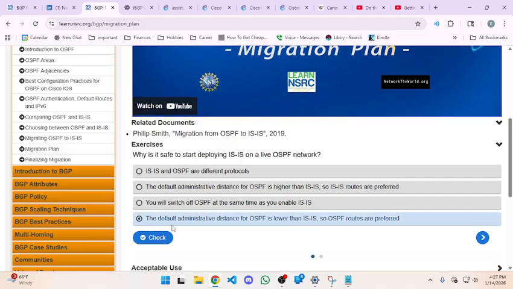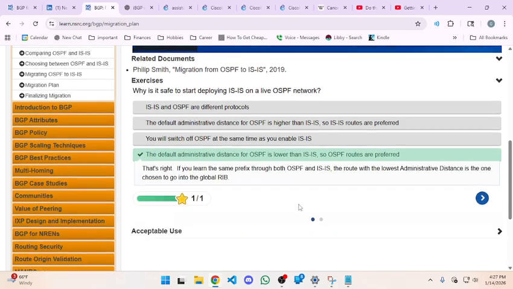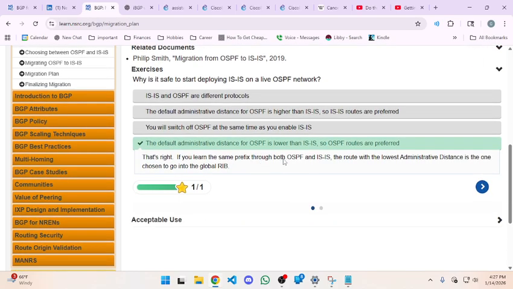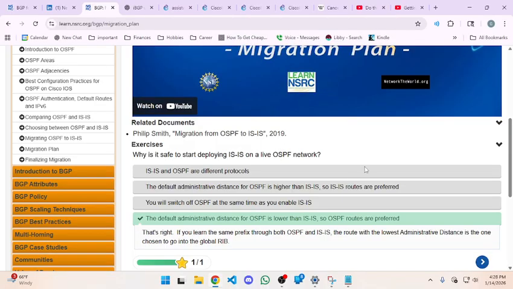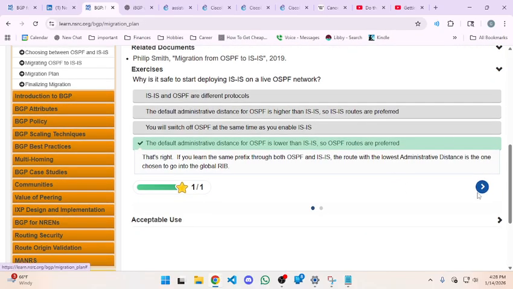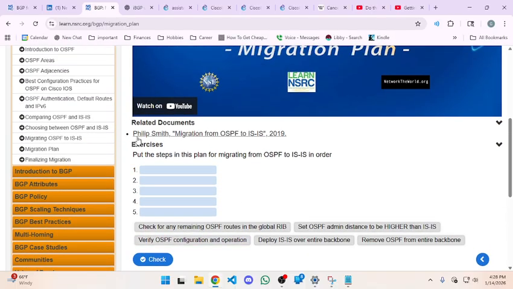I think it's this. The default administrative distance for OSPF is lower than ISIS, so OSPF routes are preferred. That's right. If you learn the same prefix through both OSPF and ISIS, the route with the lowest administrative distance is the one chosen to go into the global RIB. So you could just slap ISIS on there, and it doesn't do anything because it'll just keep using the OSPF. And then once you've got it all set up and working, you just delete the OSPF, and then it uses the ISIS. That's brilliant.